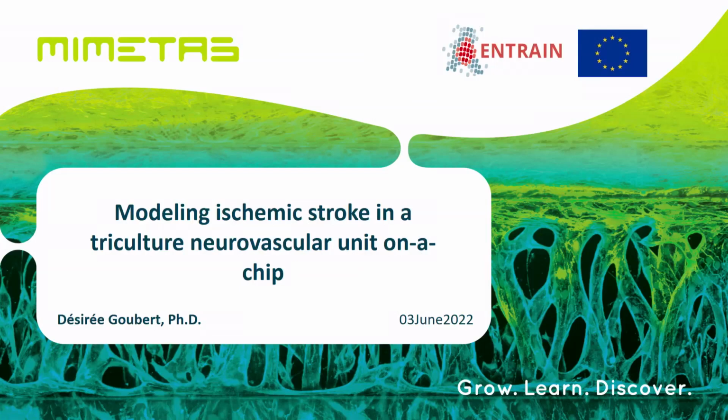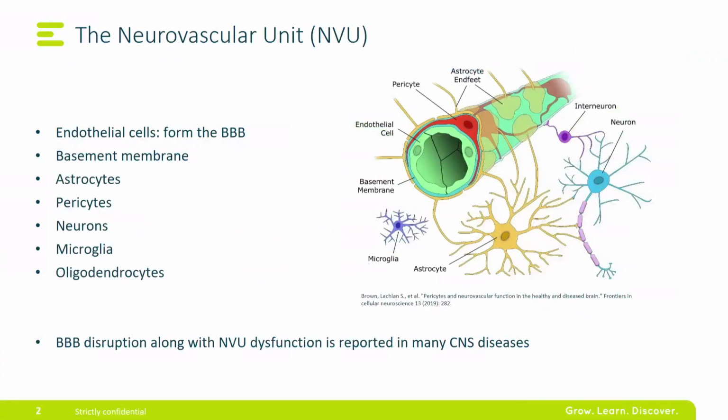So with that being said, I'd like to dive into modeling of ischemic stroke in a neurovascular unit on a chip. To begin, what is the neurovascular unit exactly? To form the BBB, the endothelial cells are by far the most important component. They are essential in forming the blood-brain barrier and making sure that components that are not supposed to go in are not going in, and the other way around as well.